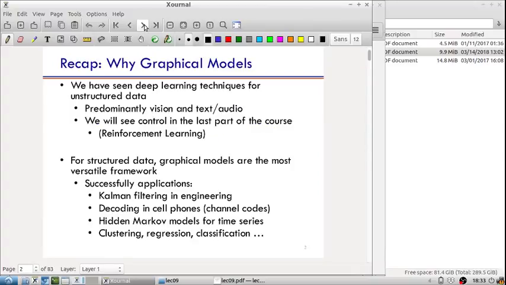Okay, so these recap slides are the same as in previous lectures. Basically, we have seen unstructured data, or structured data, beyond random forests and SVMs and stuff. Graphical models are the more interesting, more expressive and flexible models.